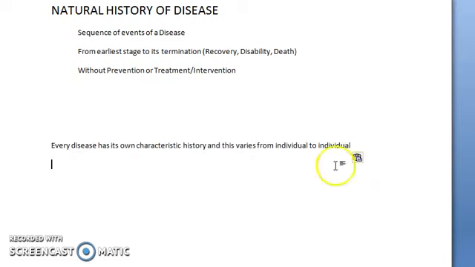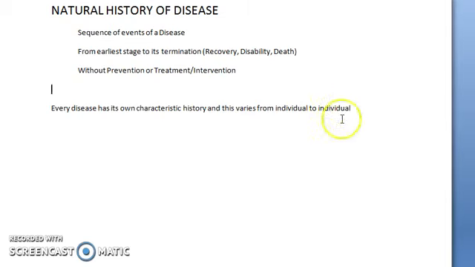There is something more you will have to write here. Every disease has its own characteristic history, and that too differs from one individual to another. That's weird, right? A history which differs from one individual to another.